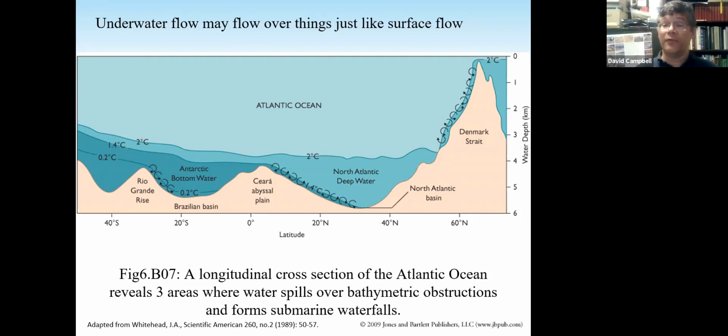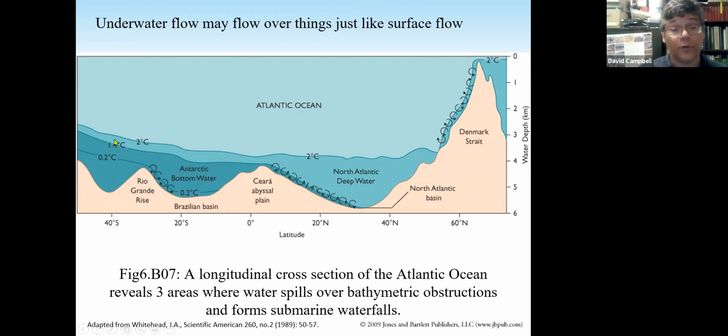That's where we have the cold, dense water that sank down in the far North Atlantic, going over a more shallow underwater ridge. And as it goes down the other side of the ridge, we have tumbling around, just as you have when a river flows over a hill and tumbles down in a waterfall beyond. And then it goes along and fills in the deepest parts of the ocean beyond.